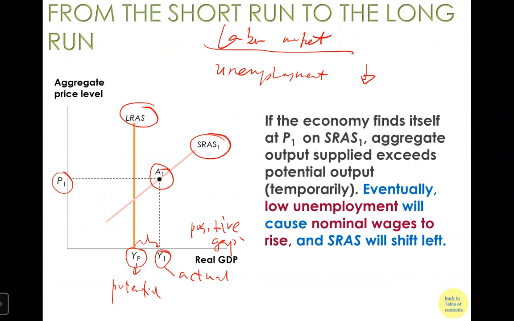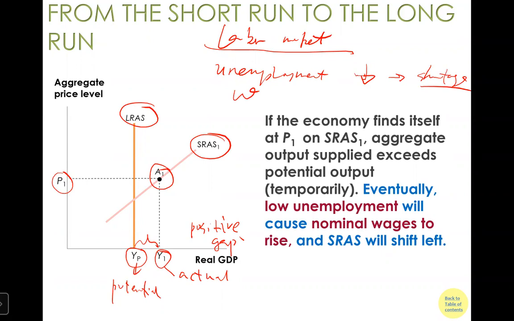So naturally that means you hire a lot and the unemployment rate is low. Now, if the unemployment rate is low, what does that mean for nominal wage? Certainly, this means you have a shortage of labor, right? Because the unemployment rate is low, everyone has a job if they want.